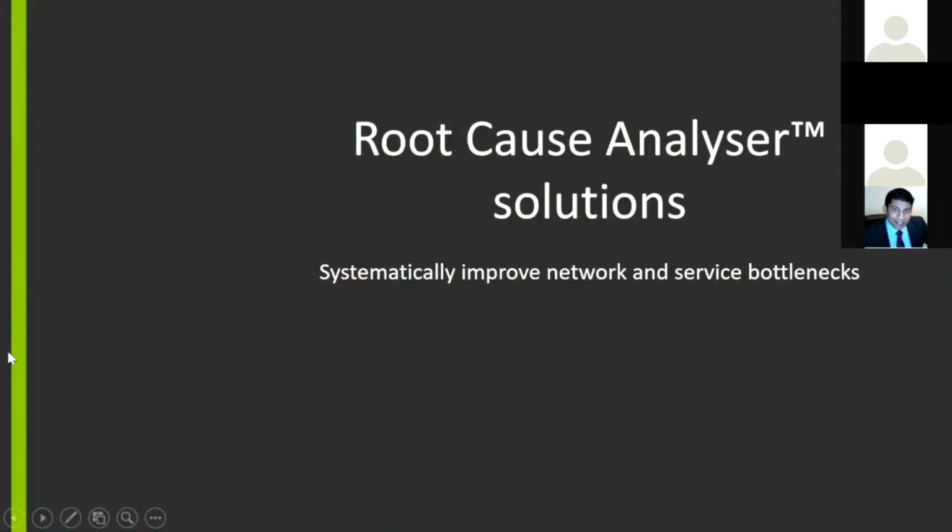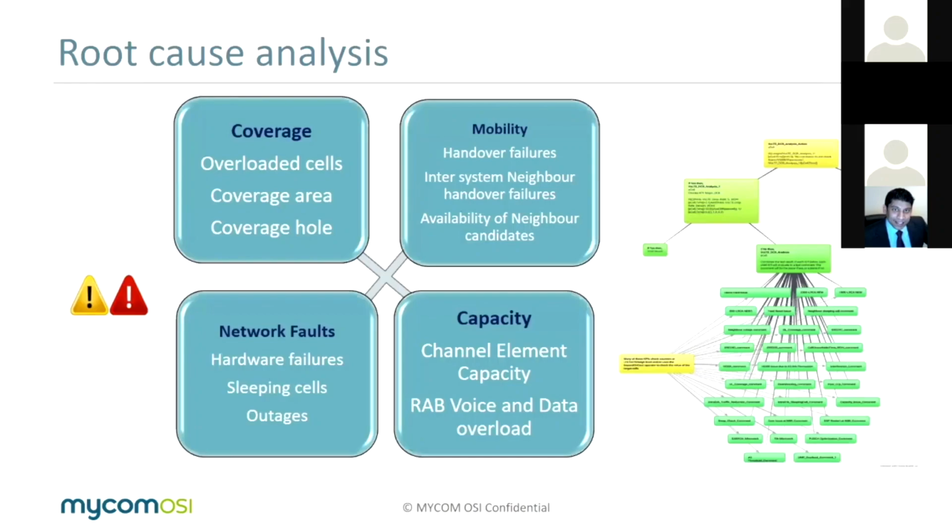So the next thing is, as we go up the pyramid from monitoring to analyzer solutions, we get into the area of root cause analysis, which systematically provides you with network improvements to address the service bottlenecks as well. As you can see, the root cause analysis addresses coverage, mobility, network faults, and capacity-related bottlenecks.